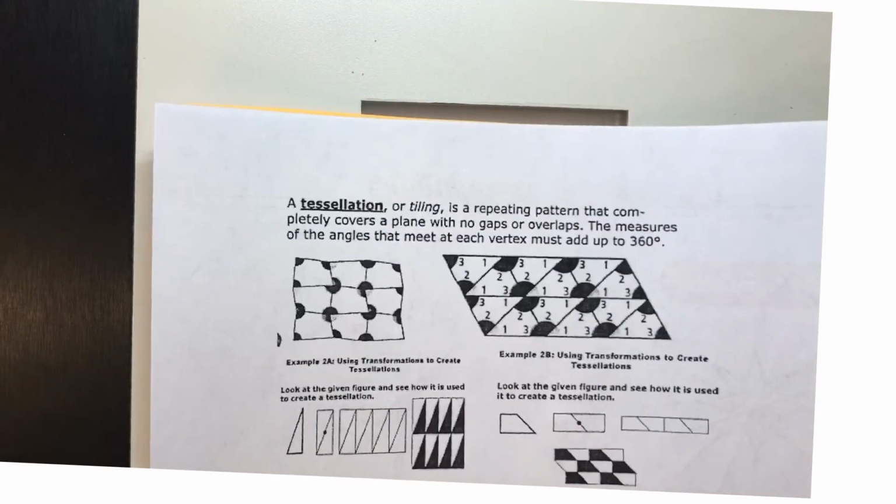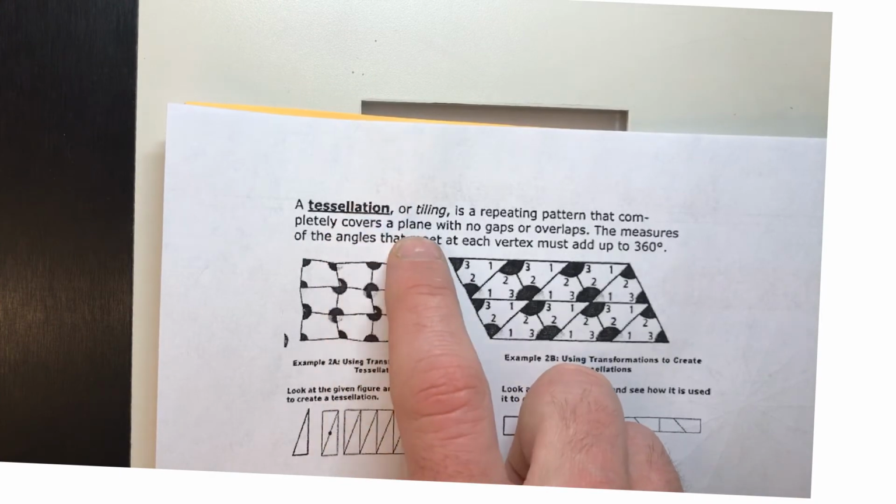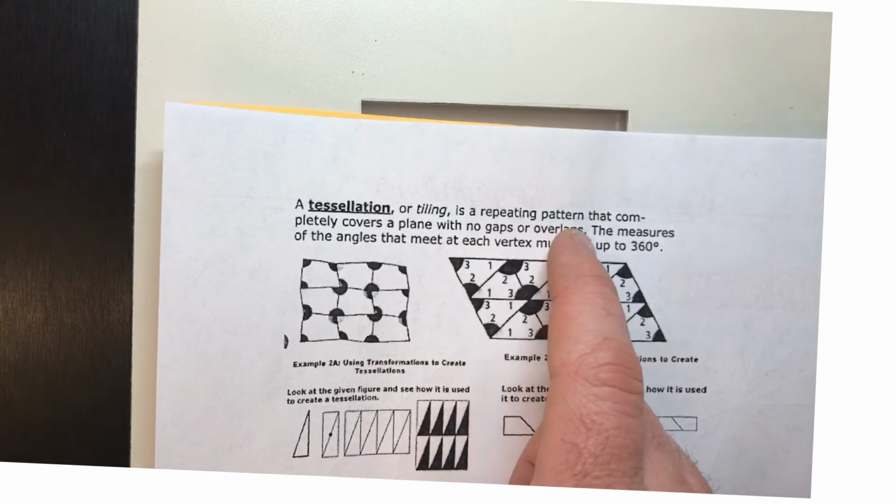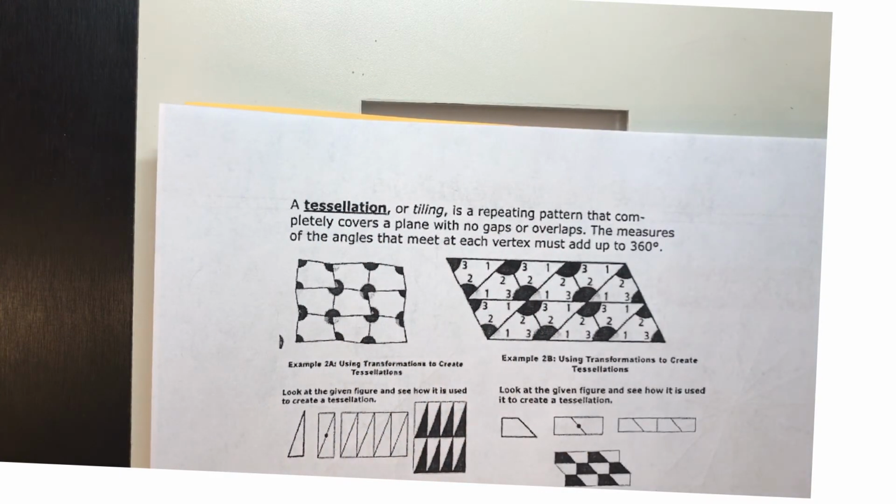Okay, all right, now let's talk about tessellations for just a second. A tessellation is a tiling. It's the repeating of a pattern that completely covers a plane with no gaps and no overlaps. So it's taking one shape, or maybe even more than that, but what we're going to talk about is just one shape repeating over and over again and completely filling up a flat surface.